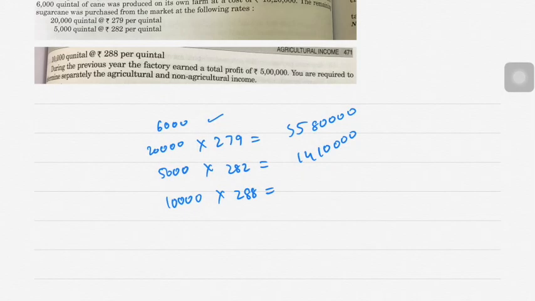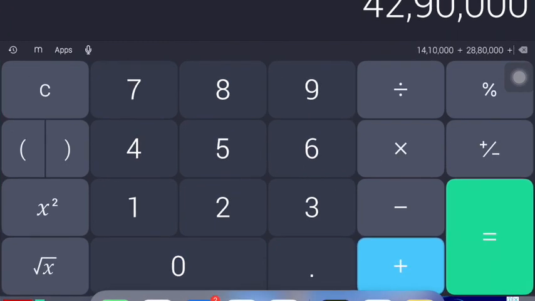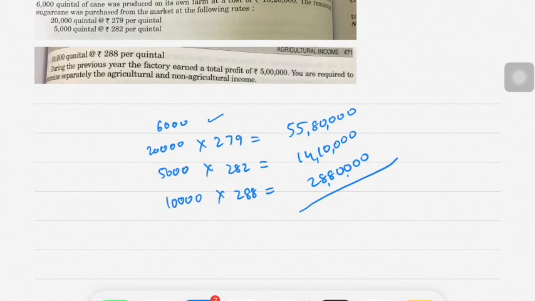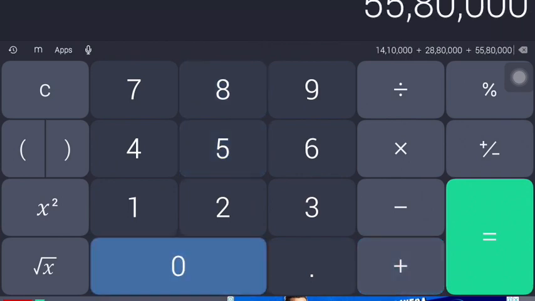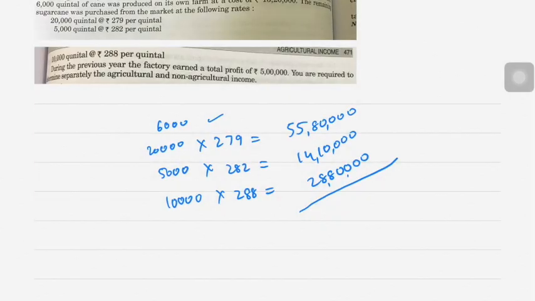Okay, then 288, 28,80,000. Right? Total this. $55,80 plus $1,410 plus $28,80. 28,80,000 plus 55,80,000. It comes to 98,70,000.